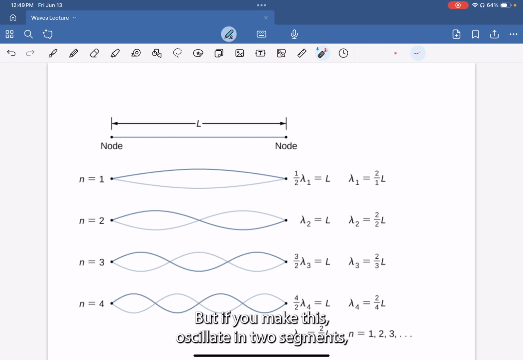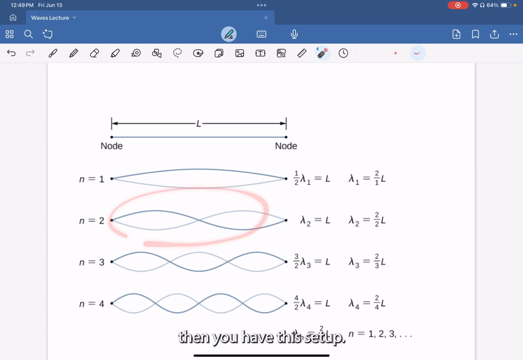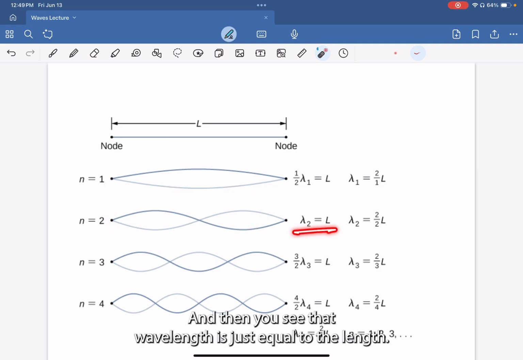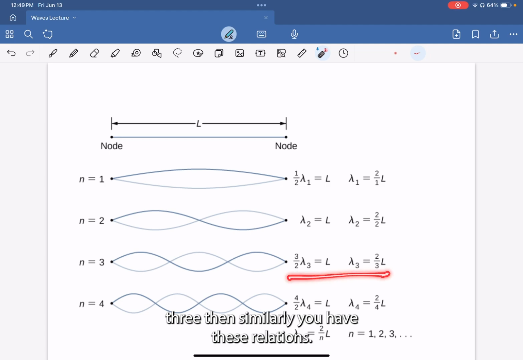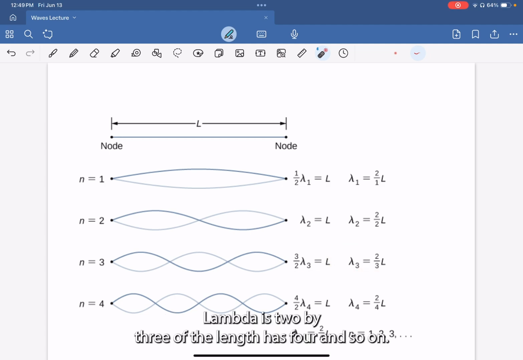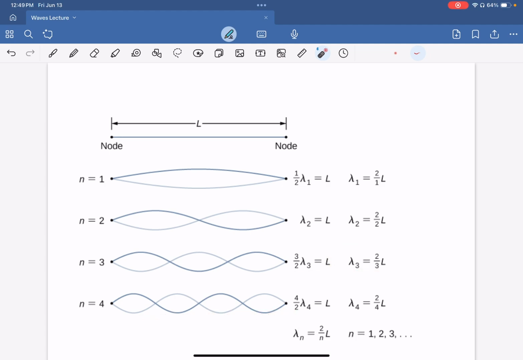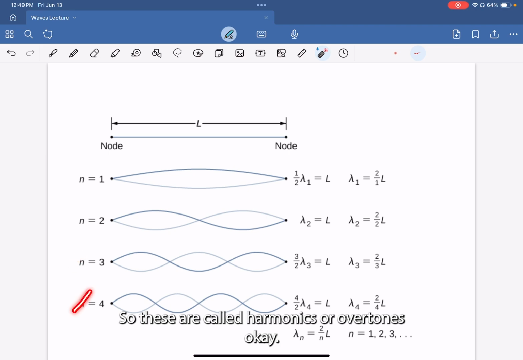But if you make this oscillate in 2 segments, then you have this setup, and then you see that wavelength is just equal to the length. Okay. If you have 3, then similarly you have these relations. Lambda is 2 by 3 of the length. If you have 4, and so on. So these are called harmonics or overtones. Okay.